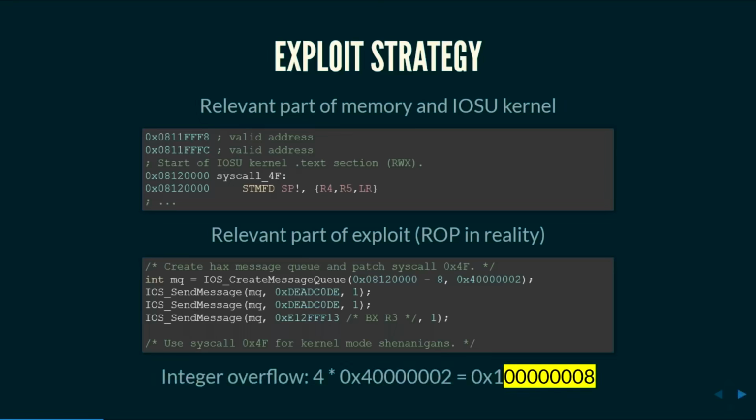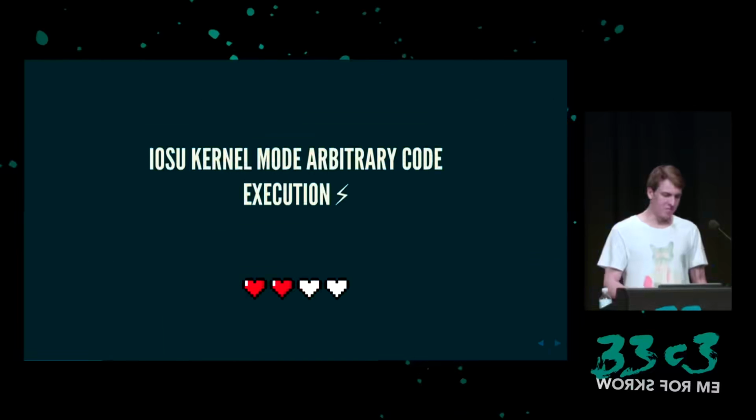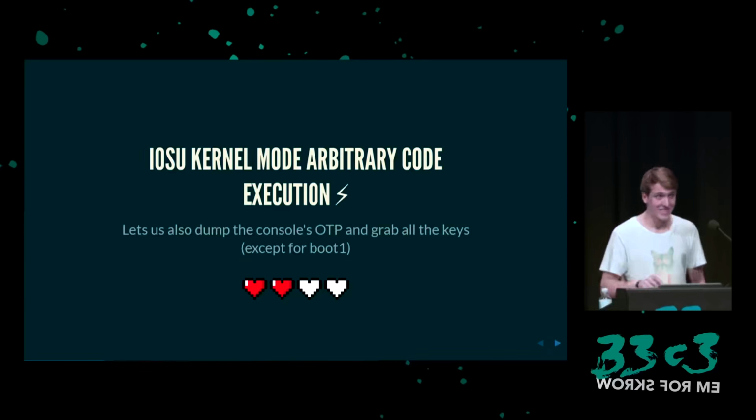And let's just look at the integer overflow, right? 4 times this value, truncated to 4 bytes, gives 8 bytes. So what the kernel thinks is that the message queue is only 8 bytes, but we can just push any messages we want. Okay? So this gives us IOSU kernel mode execution. And the nice thing about this is that we actually have full control over the console now, right? So we can dump the console's OTP, which contains all the keys, except for boot 1, which we will come back to later, because unfortunately the keys for boot 1 are locked out, as we've already seen.